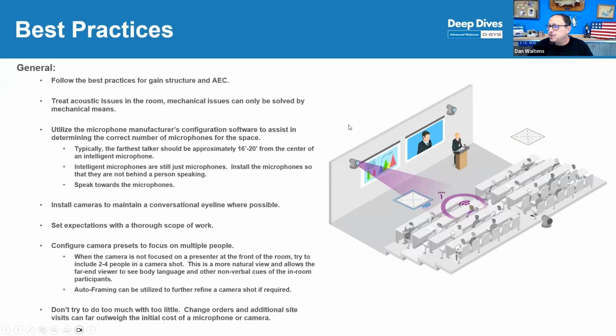Treat acoustic issues in the room. Acoustic issues can only be solved by acoustic means. We have a great DSP, we have a great AEC, but it's not magic. Utilize the microphone manufacturer's configuration software to assist in determining the correct number of mics for the space. So if you're putting a ceiling microphone in, listen to what they have to say and go with that. Speak towards the microphones. Intelligent microphones are still just microphones, so install them so they're not behind a person that's speaking. Install cameras to maintain a conversational eye line.